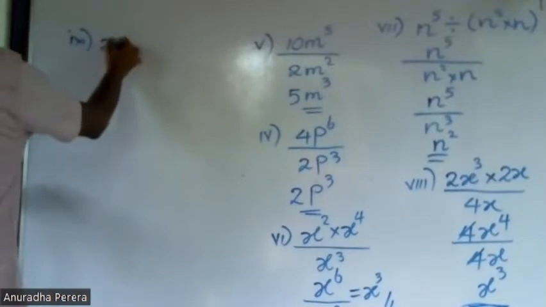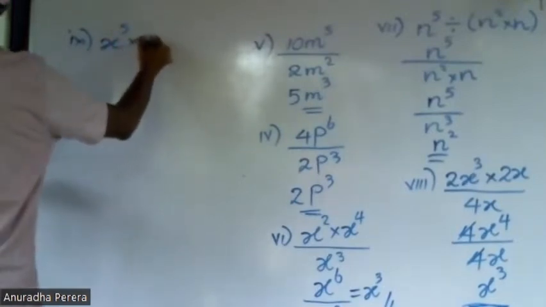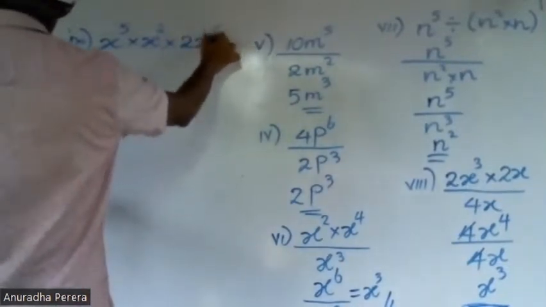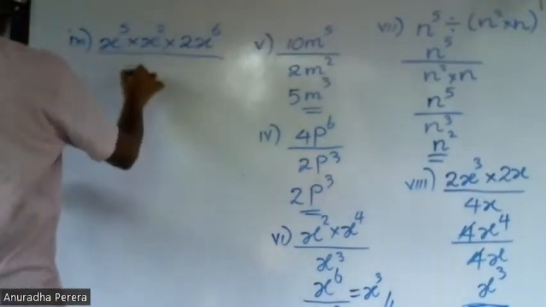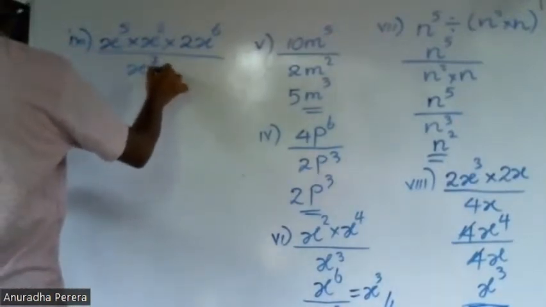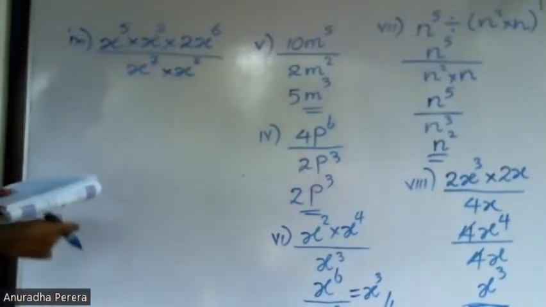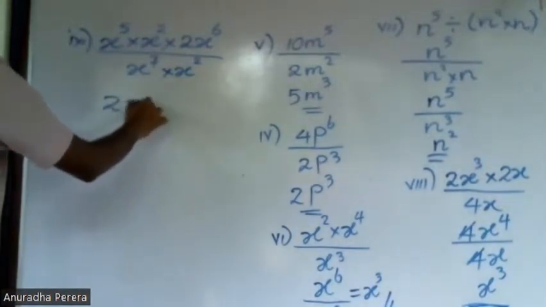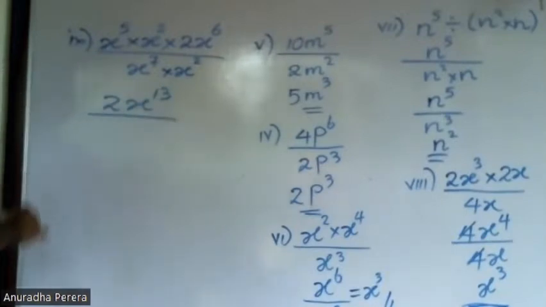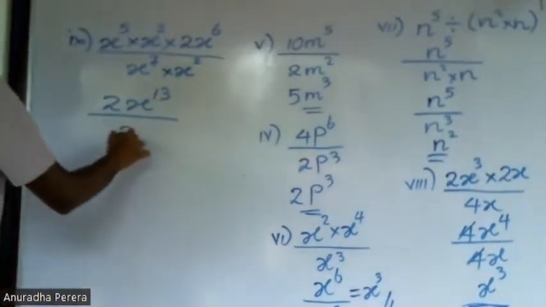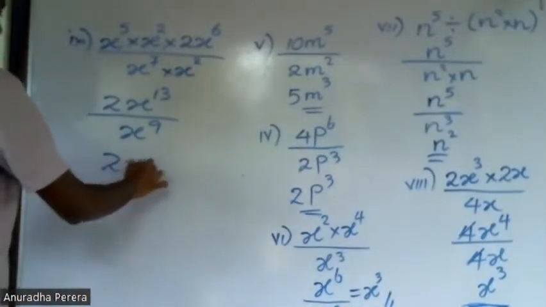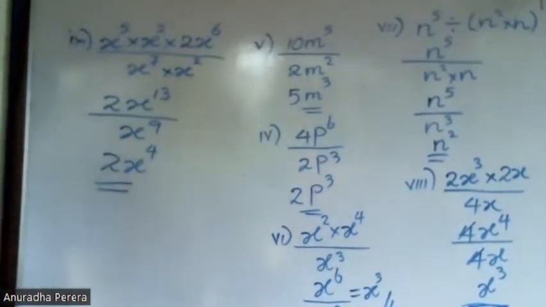Nine, x to the power 5, x to the power 2, 2x to the power 6, x to the power 7, x to the power 2. Right, now the value of the numerator. 2 times x to the power 13. The denominator x to the power 9. The final answer is 2 x to the power 4. Yes, 2 x to the power 4.